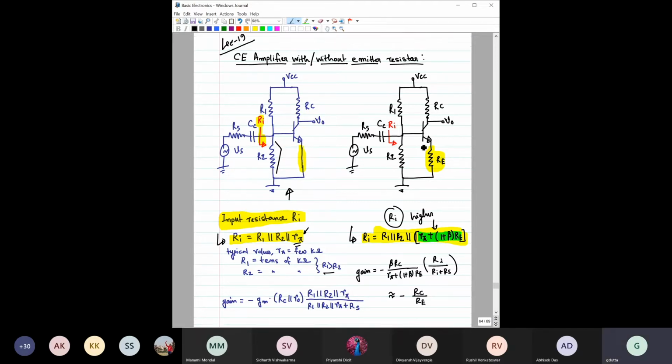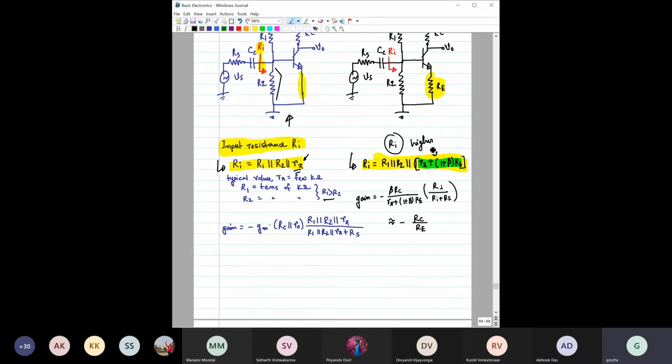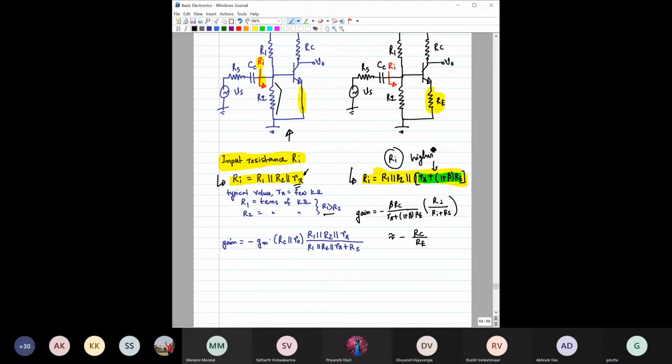So what is the advantage of having higher input resistance? Anyone?